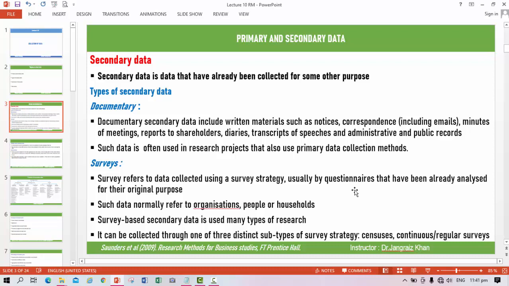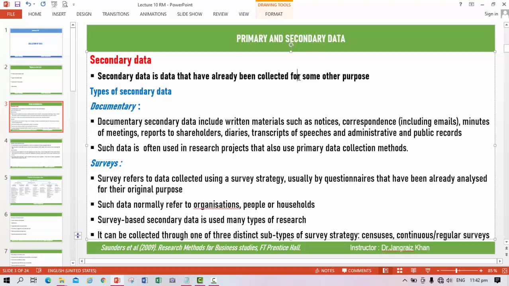So let me discuss the secondary data first. The secondary data is the data that have already been collected for some other purpose. We find the secondary data in different forms. We see the census data, which is collected by the national authorities, the National Census Organization, for knowing the characteristics of population, but their data is further used for different purposes. So that data becomes secondary when it is used for some other purposes.